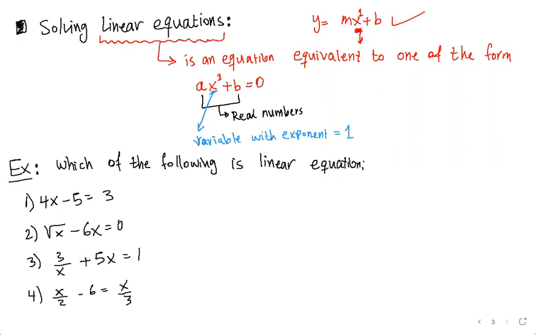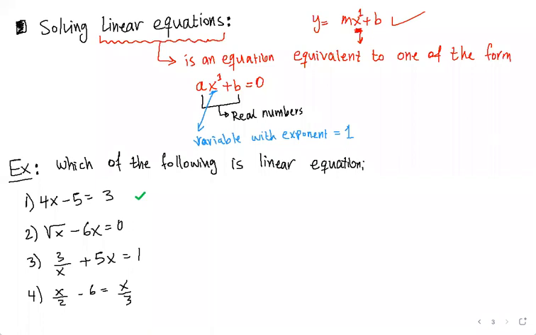Who will solve the first one? Linear. Why is it linear? You have x to the power of 1 minus a real number, x to the power of 1, minus a number. Okay, perfect. So this is linear. Why is it linear?